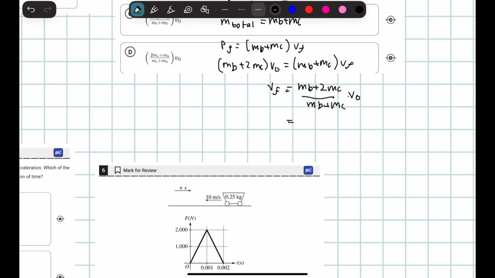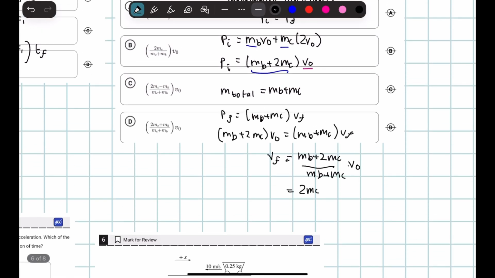So rewriting the numerator, we can just make it match. We can see the answer over there: (2MC plus MB) over (MC plus MB) times v initial.